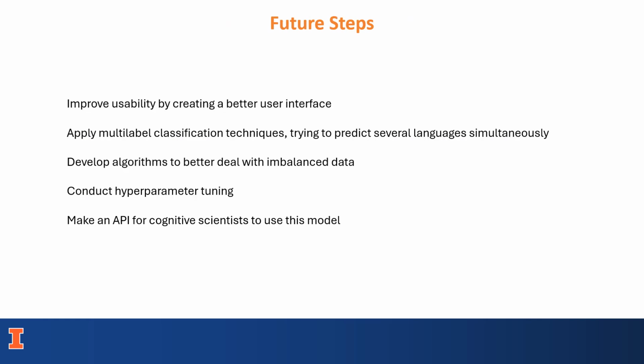So here are some future steps. We can improve usability by creating a better user interface, and we can apply multi-label classification. We can develop algorithms to deal with imbalance, and we can conduct more hyperparameter tuning, as well as making an API for cognitive scientists to use this model.